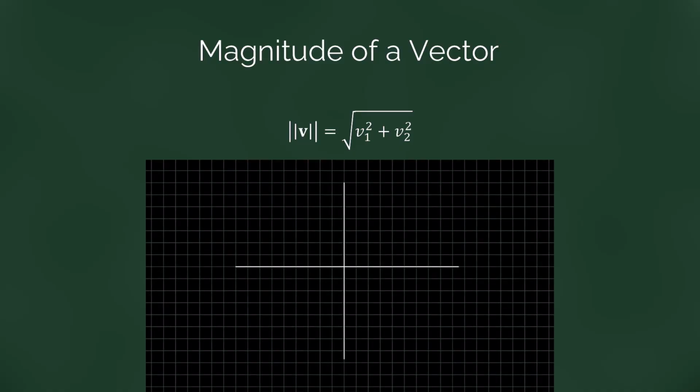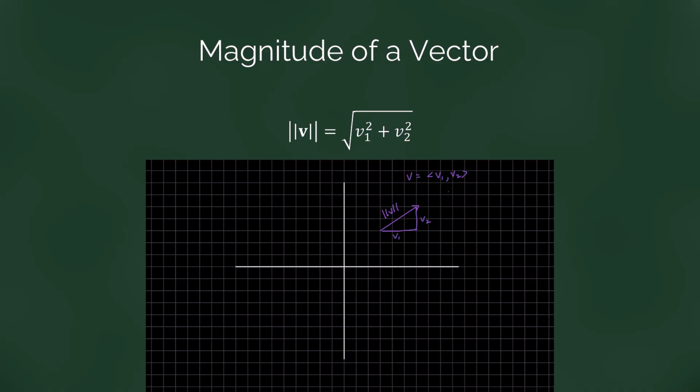If we consider a vector V in component form, ⟨V1, V2⟩, regardless of where that vector is located in the plane, we know that V1 represents its horizontal distance and V2 represents its vertical distance. Then it's a very straightforward application of the Pythagorean theorem to measure the magnitude of that vector.